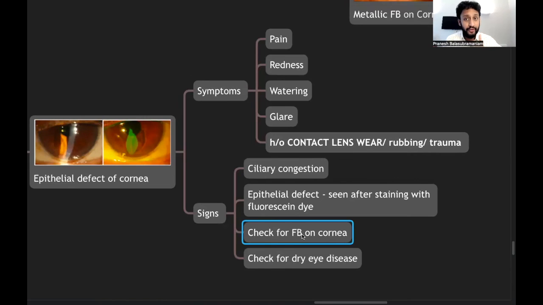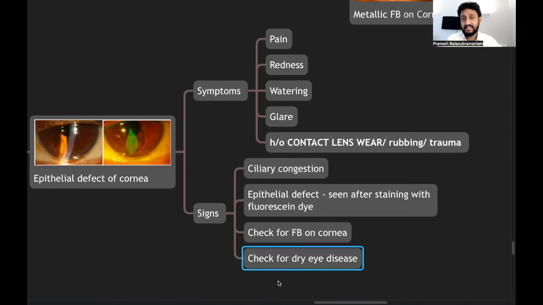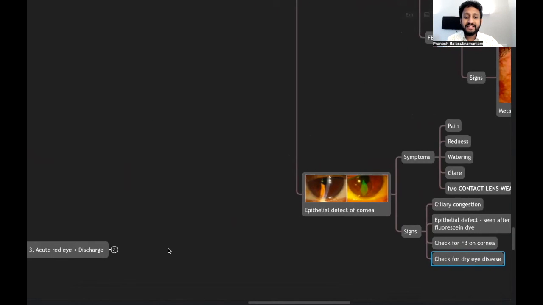Check for foreign body on the cornea. Check for dry eye disease. And check for any condition which can cause recurrent corneal erosions, or other conditions which can cause a persistent epithelial defect. All right. So now what we've done is we have completed the two areas.